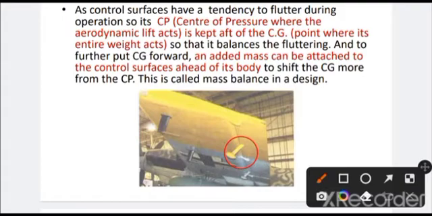And to further put CG forward, an added mass can be attached to the control surface, which you can see marked, red circled, which will be doing what? Which will be shifting the CG more from the CP. So this is called mass balance in a design. So I'll just show you what this is basically.